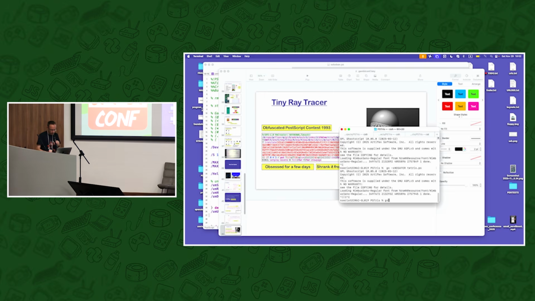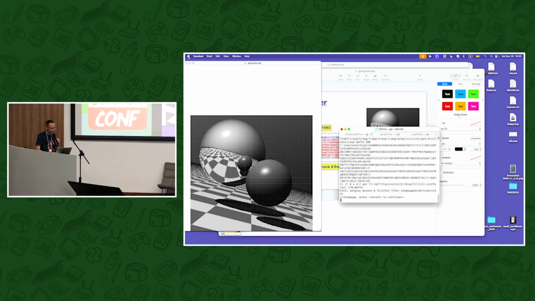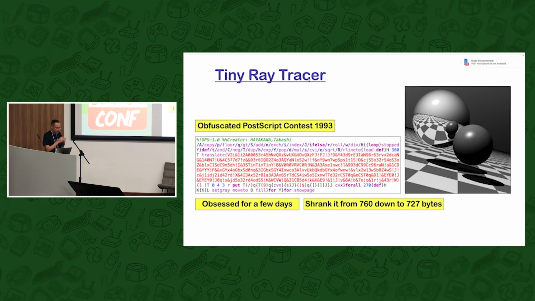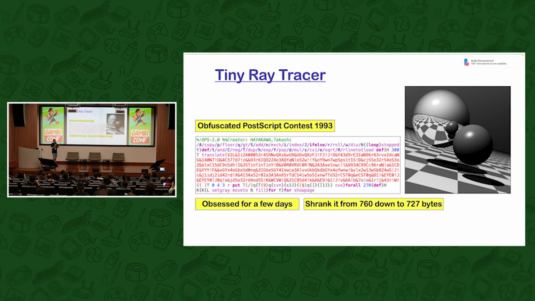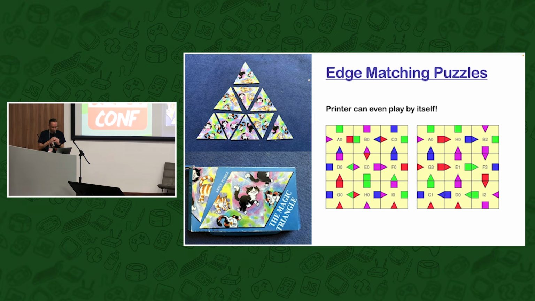So I open GoScript, I paste it, and you have the ray tracing executing. And I became obsessed about this code. I really opened everything and tried to understand precisely how it worked. And I managed to shrink down the code from 760 bytes down to 727. It may not seem a lot, but for me it means a lot because it means hours of work.